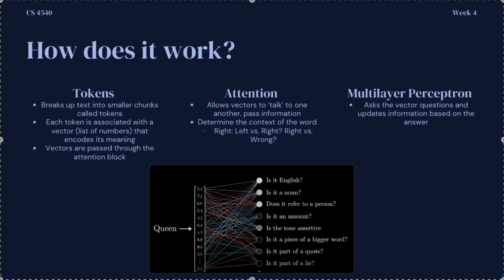Next, each vector goes in parallel through the multi-layer perceptron layer, also known as the feed-forward layer, where it asks the vector questions and updates information about the word based on the answers. It can ask questions such as, is this a noun? Is it part of a quote? And then uses those answers to update the meaning of the current word. The vectors repeatedly go back and forth between the attention and multi-layer perceptron blocks until they reach the last word in the passage. A certain operation is used to produce a probability distribution over all possible tokens to predict what comes next.